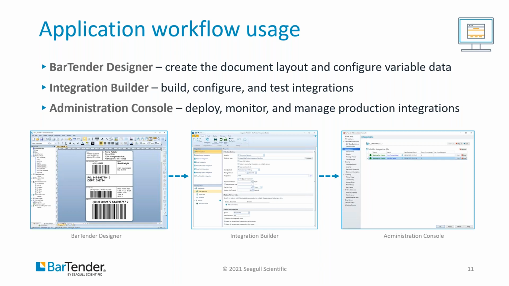This then takes us on to the integration builder, where you build your integration, probably, but not always, to print your BarTender document. So first you have the integration properties, where you define what it is that you're looking to detect, and then you have the actions of what you want to do. In the integration builder, you can test that and save that as an integration file, which takes us to the administration console, from where you can then deploy, manage, and monitor your integration.